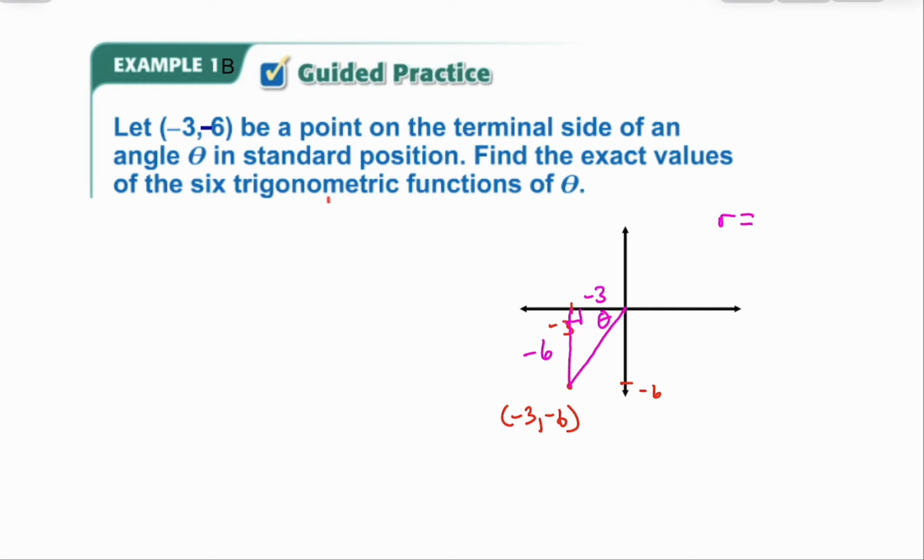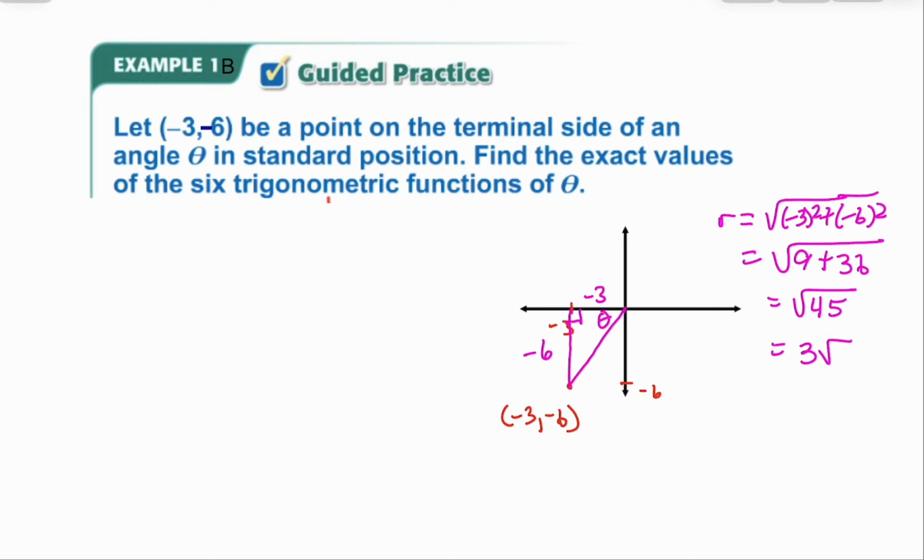Let's find our hypotenuse. It's always going to be the square root of x squared plus y squared, so -3 squared plus -6 squared, or 9 plus 36, or the square root of 45. Now, we can't do much with that, but since 9 times 5 is 45, that would be 3 radical 5, and that's what I want, the simplified version. But this word exact values means don't put that into the calculator. Simplify it as far as you can and stop.